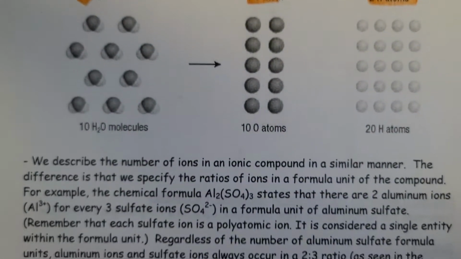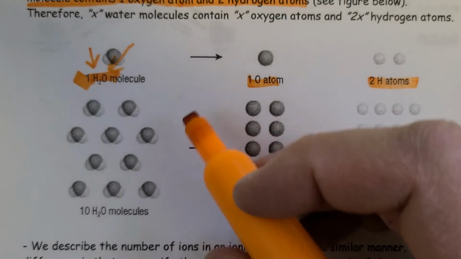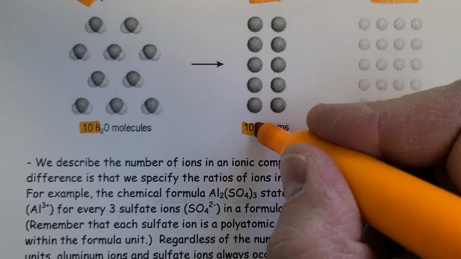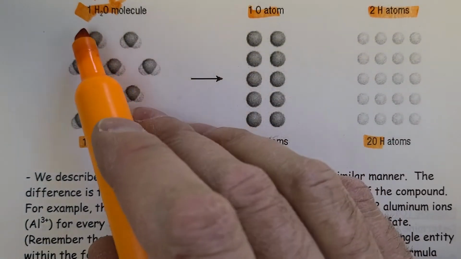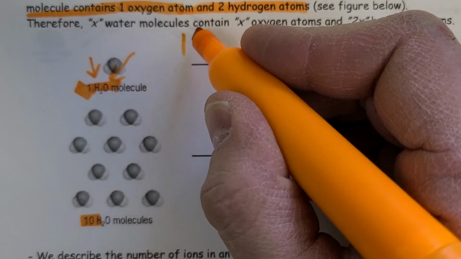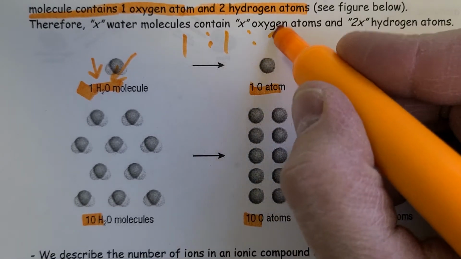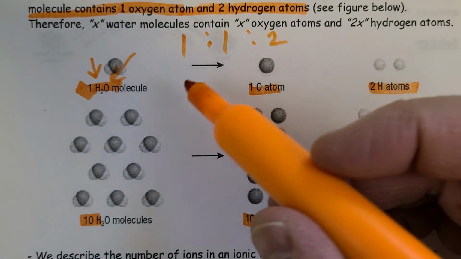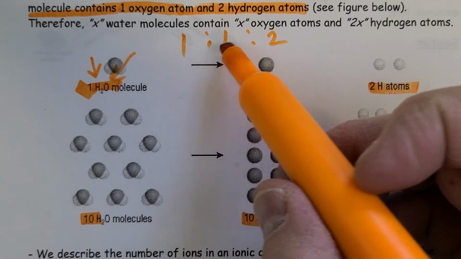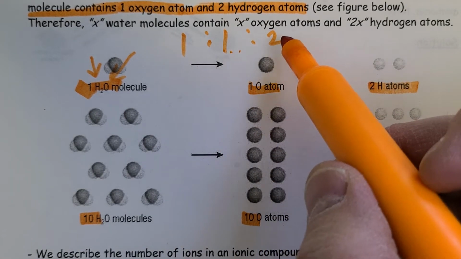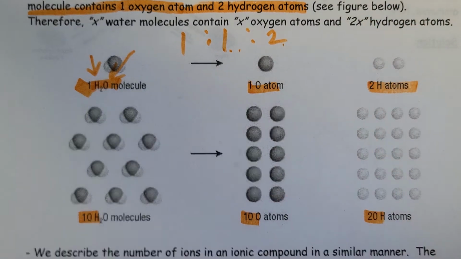If you look at the bottom of the page, then I can look at 10, and that would be 10 oxygens and 20. So we know that it's a 1 molecule to 1 atom O to 2 atoms hydrogen. So if I have 10, I'll have 10 and 20. If I have 1,000,000, I have 1,000,000 O's and 2,000,000 H's.